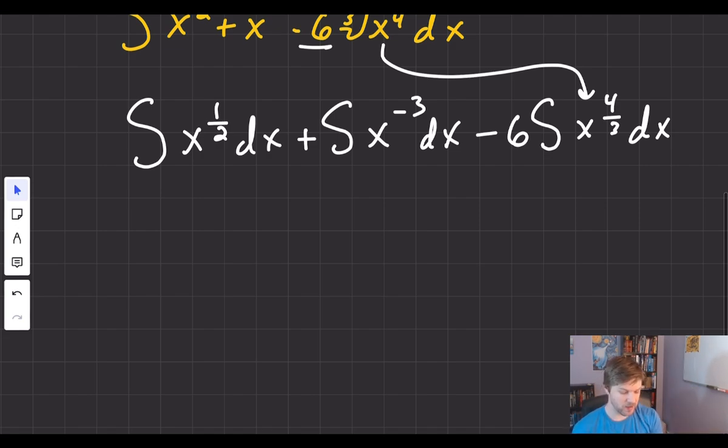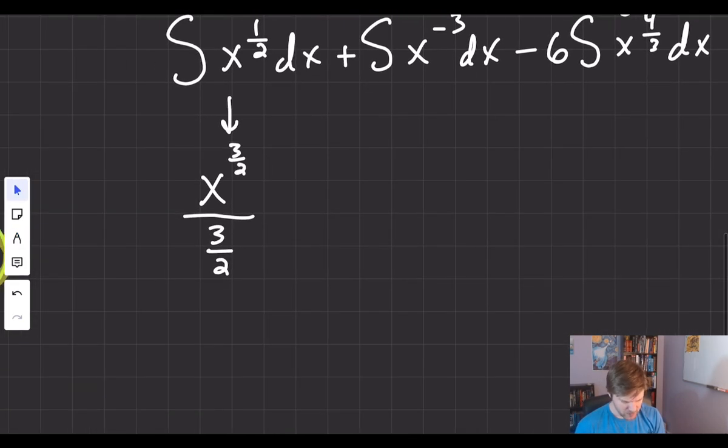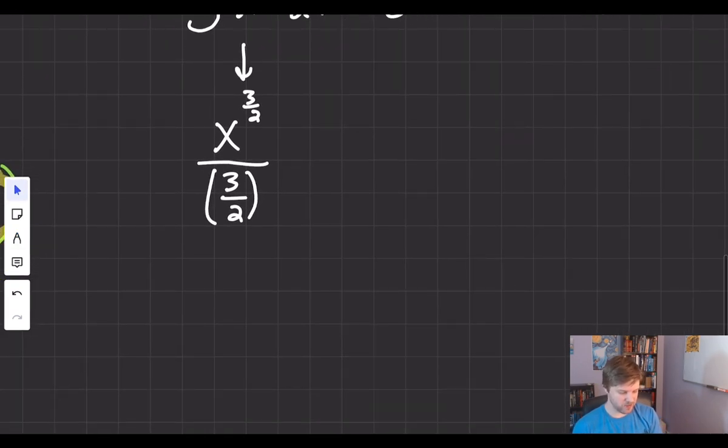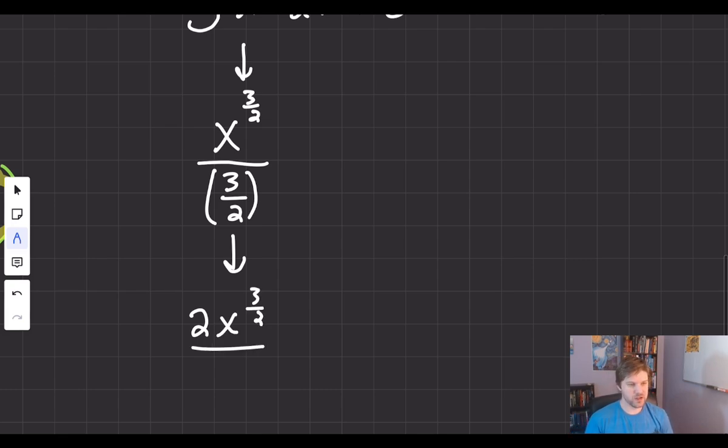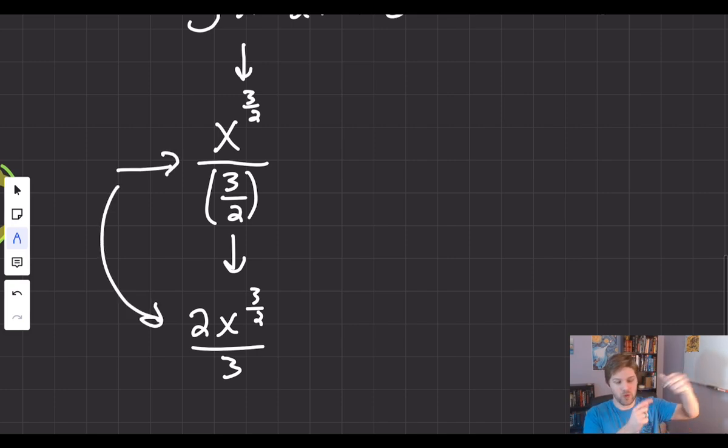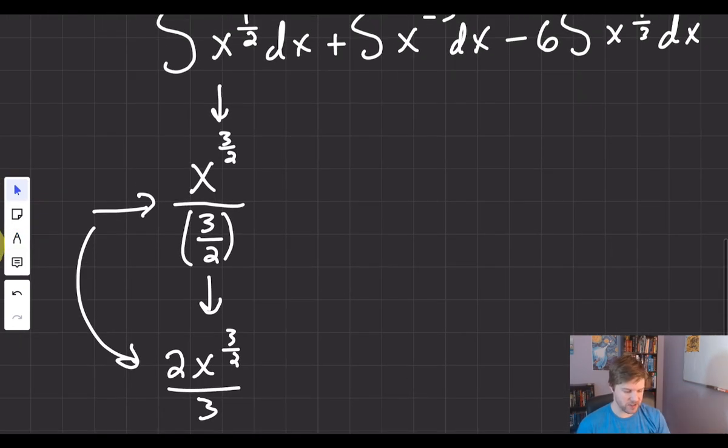So the first one becomes x to the 1/2 plus 1, which is 3/2, divided by 3/2. Now, I want to make a point here that dividing by a fraction is the same as multiplying by that thing's reciprocal. So I'm just going to rewrite this as 2x to the 3/2 divided by 3. When I'm doing this, I usually skip this step and go straight to this. So I multiply by the reciprocal of the exponent instead of just dividing by it if it's a fraction.